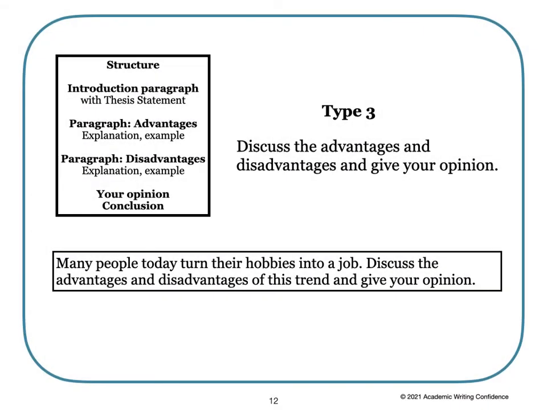So again, to recap, in type 3 of these kinds of essays, remember that you need to clearly add your opinion. Try using this question to practice how to write this type of essay. Many people today turn their hobbies into a job. Discuss the advantages and disadvantages of this trend and give your opinion.